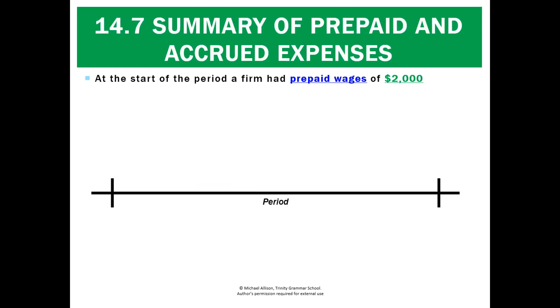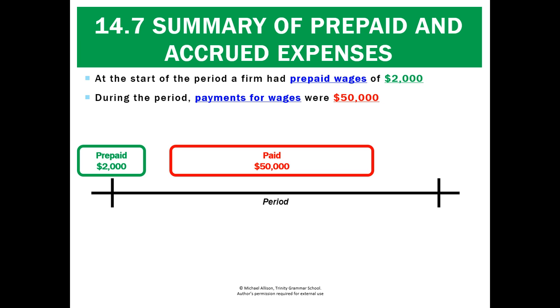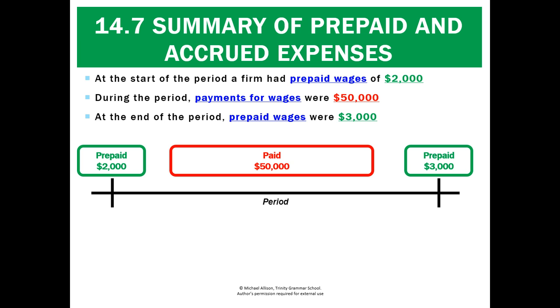Let's summarize prepaid and accrued expenses with a couple of examples. Let's say at the start of the period, a firm had prepaid wages of $2,000. So they were paid last period and they're going to be consumed this period. Now, during the period, total payments for wages were $50,000. However, at the end of the period, there's $3,000 prepaid for next period.